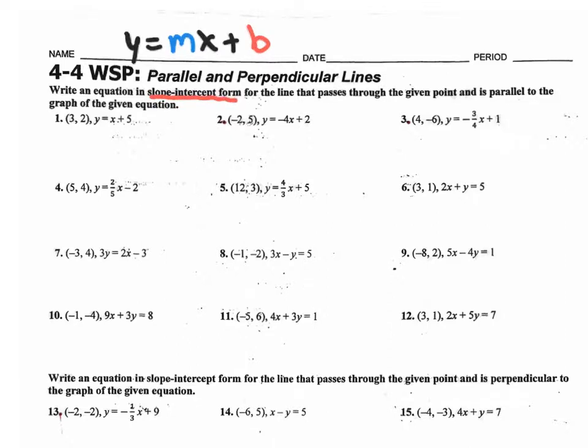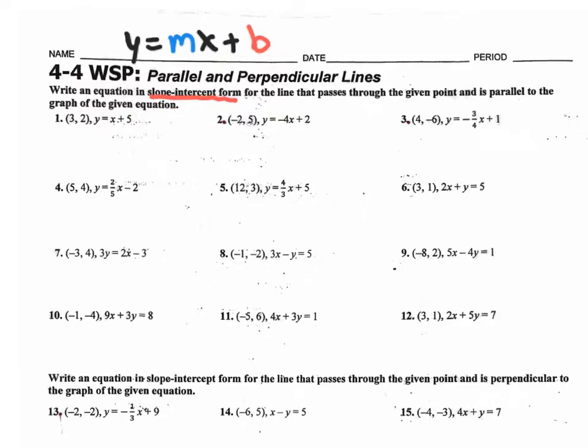Now, in order for you to write it in slope-intercept form, it would be great if they gave us a slope and a y-intercept, if they gave you an m and a b. But they do not give you an m and a b. What do they give you? They give you a point, right? It says the line passes through the given point. So on the first one, they're giving you 3, 2, and is parallel to the graph of the given equation.